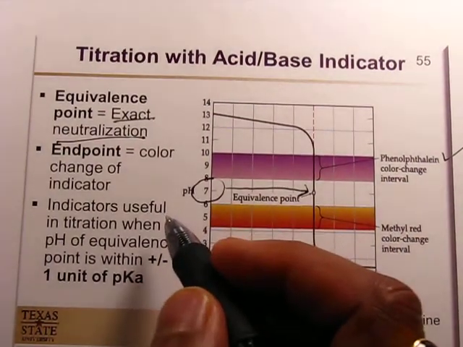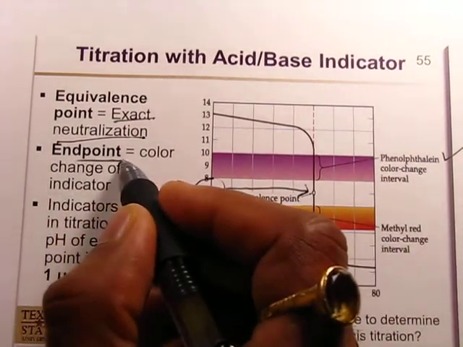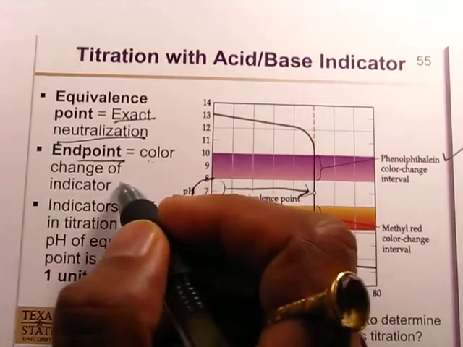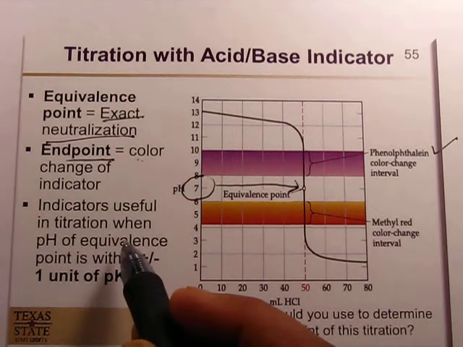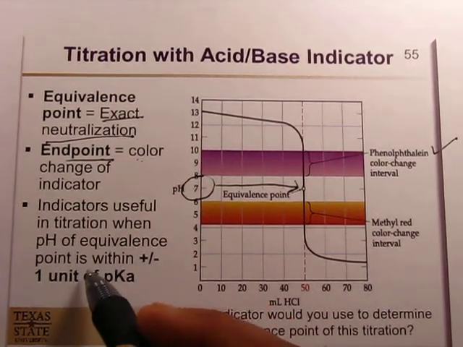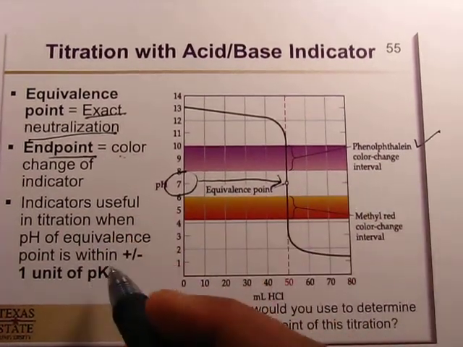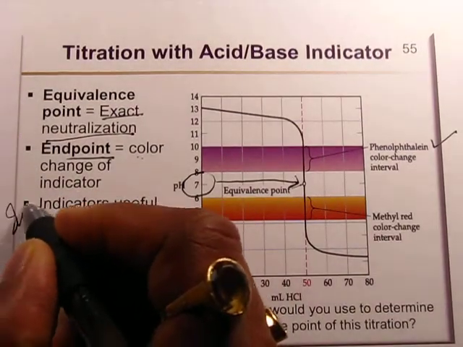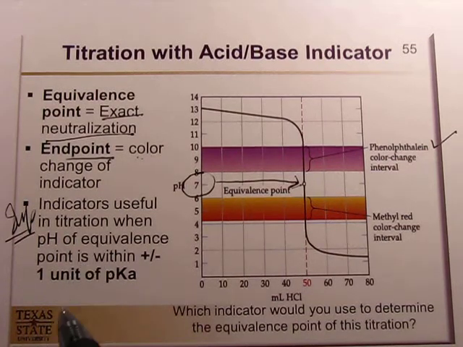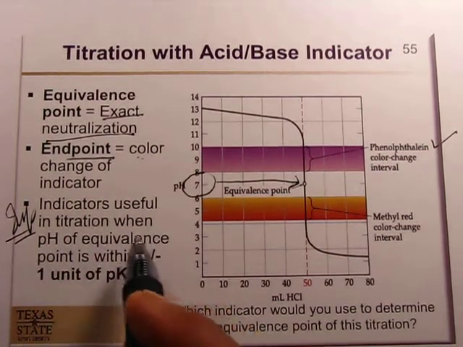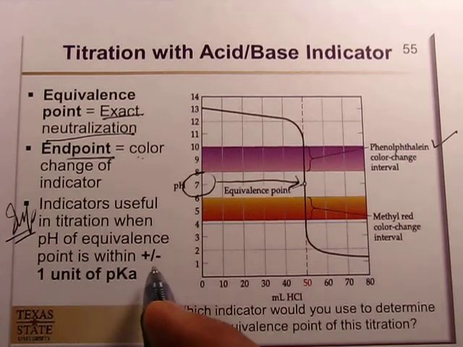And the end point is the color change of the indicator. What is the meaning of end point? End point means color change of the indicator. Indicators are useful in titration when the pH of the equivalence point is within plus or minus 1 unit of pKa. So this is an important point: a good indicator is one that is useful in titration when the pH of the equivalence point is within plus or minus 1 unit of pKa.